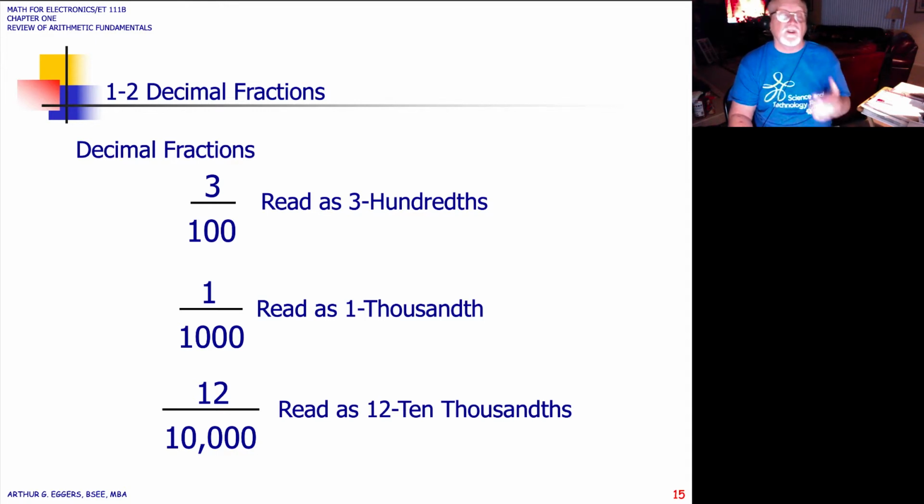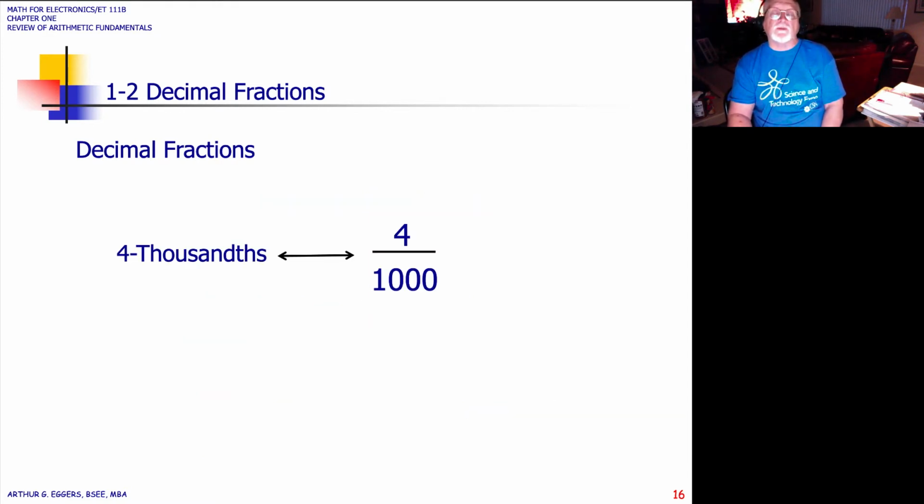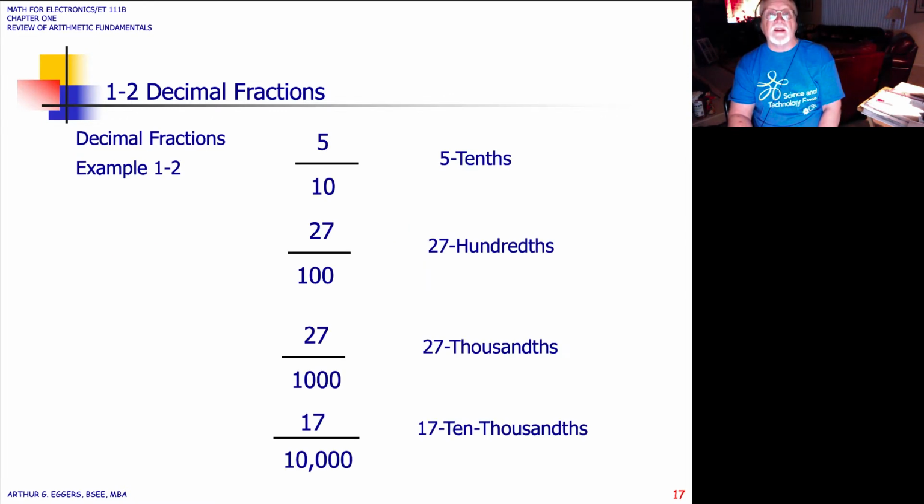Later we're going to convert those to exponents and make it a little easier to read, and then later we're going to make them into the metric notation. So we need to be able to read this very fluidly. 4 thousandths, 4 over 1,000. 5 tenths, 27 hundredths, 27 thousandths.